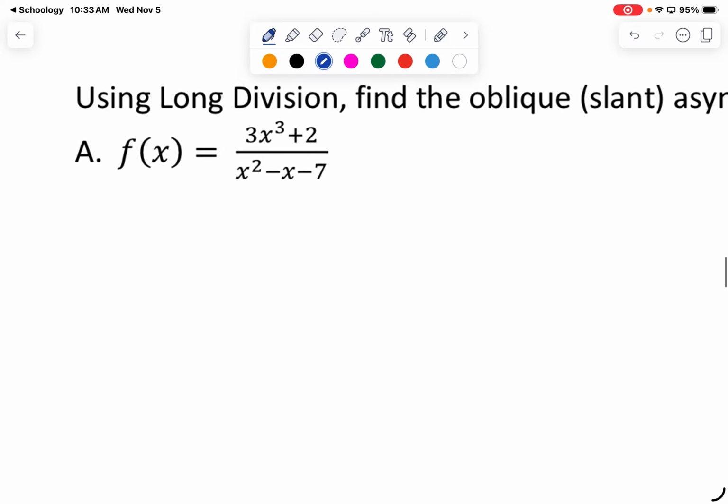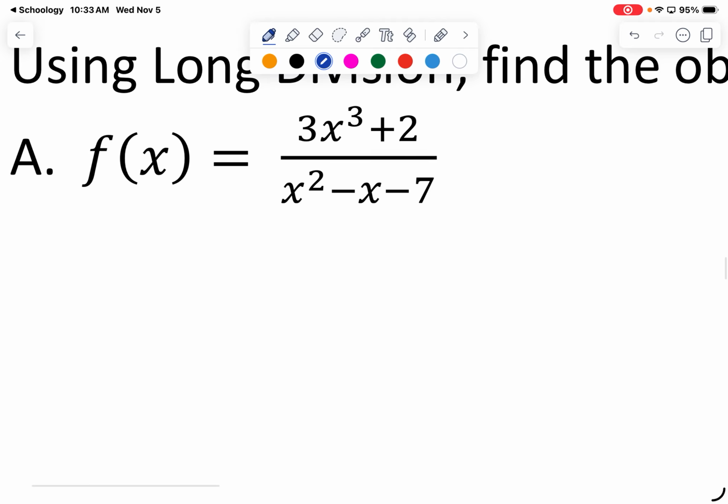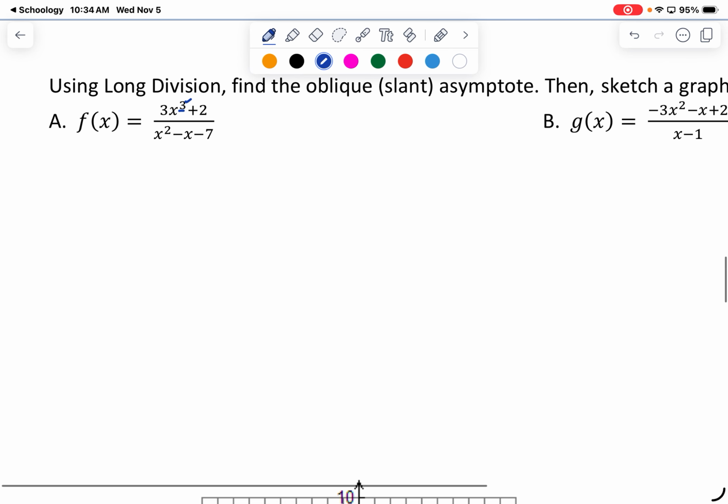So we want to first off see if there is an oblique asymptote or a horizontal asymptote here. So we're going to compare the degrees. The degree in the numerator is bigger, so there's no horizontal asymptote. That means there's an oblique asymptote. So let's use polynomial long division to find it.